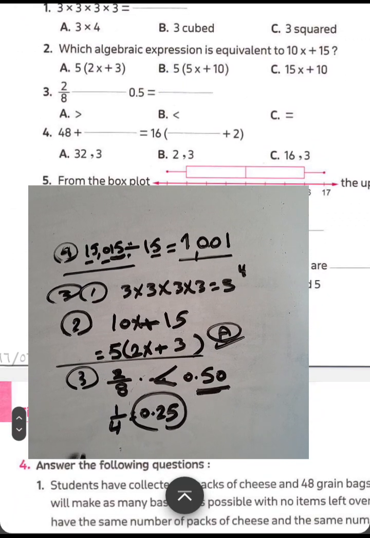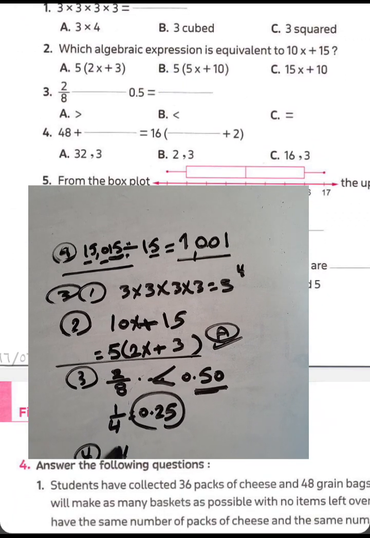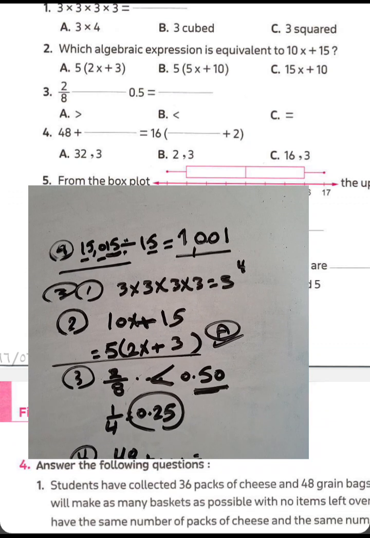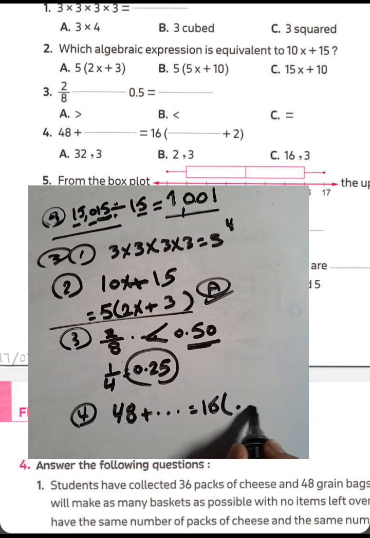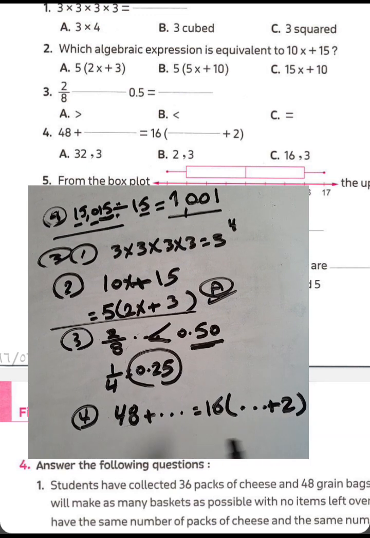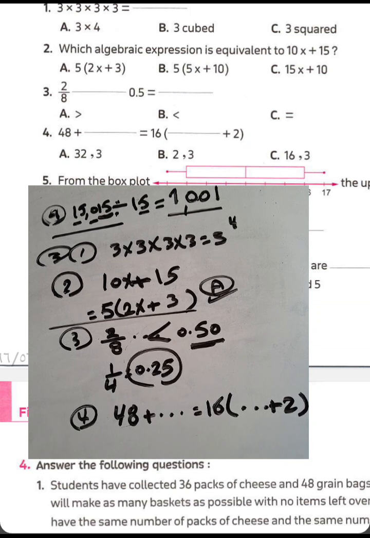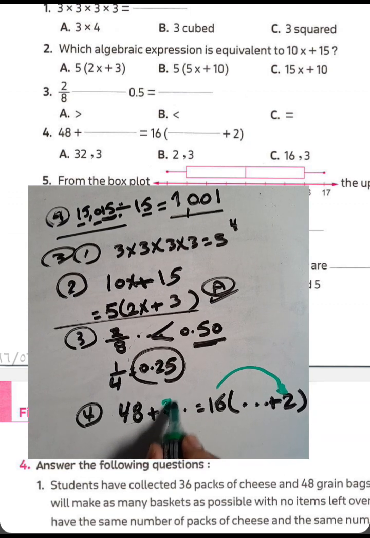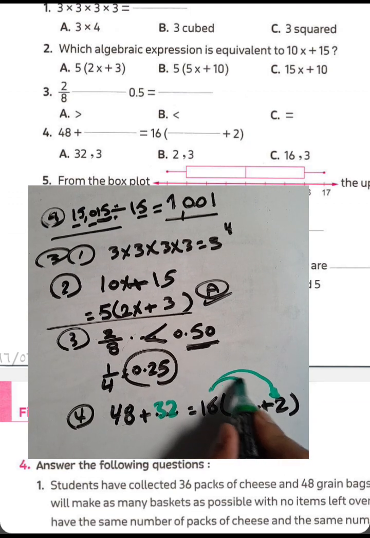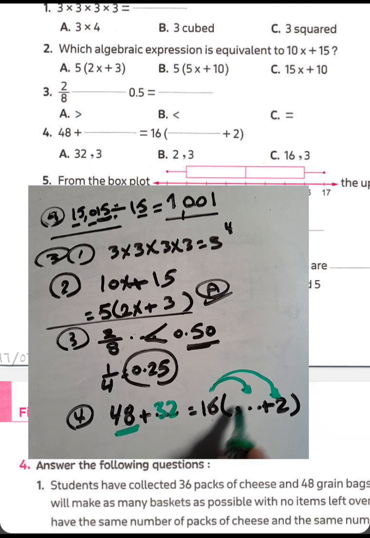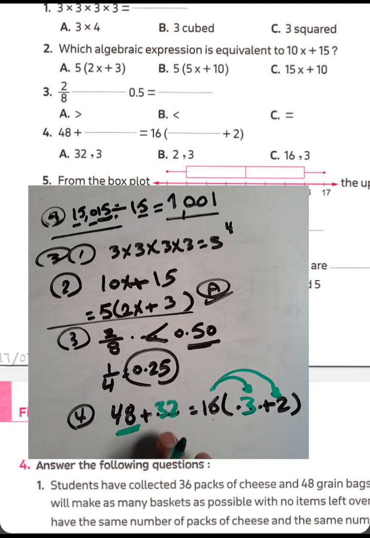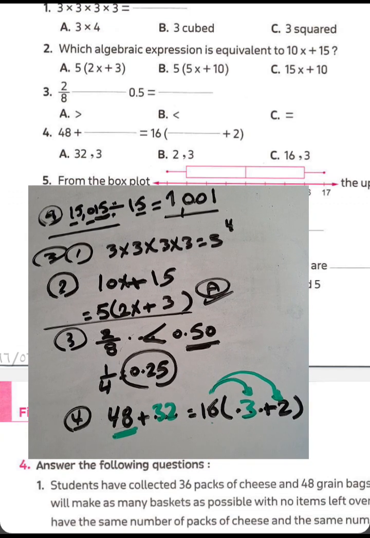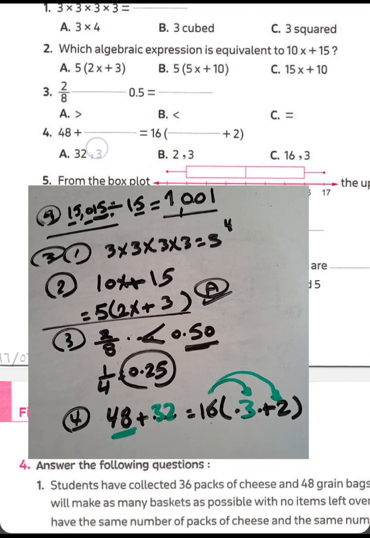Question number 4. 48 equals 16 multiplied by a space plus 2. In this example, we will use the distributive property. We know 16 times 2 equals 32. Then we can write here the result will be 32. And 16 multiplied by what equals 48? 16 times 3 equals 48. Then the result here is 32, and in this space we must write 3. Then the solution for this example will be 32 and 3. Choose letter A.